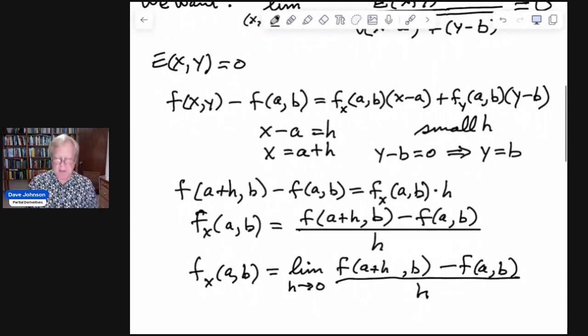And we can get a similar result for the partial of f with respect to y by assuming that x is equal to a and that y minus b is equal to h, and go through the same process again.